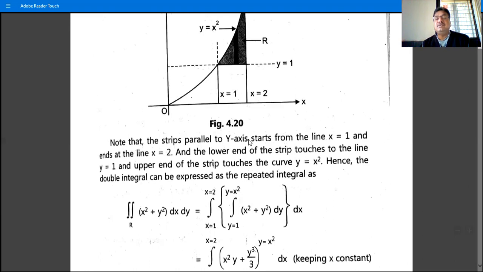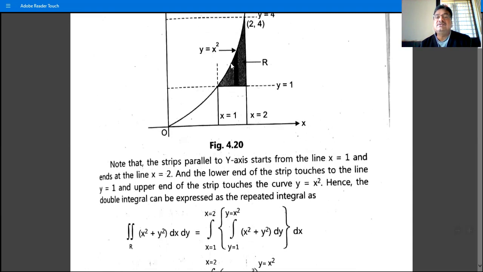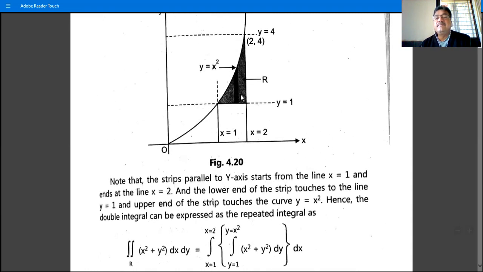From it, y is equal to x square is the value of y. X square is the value of y, and therefore x square is the upper limit. And in order to cover this area, we have to move this strip from this point to this point. So at this point, x is 1. At this point, x is 1. And at this point, x is 2. So 1 to 2 is the limit of x.